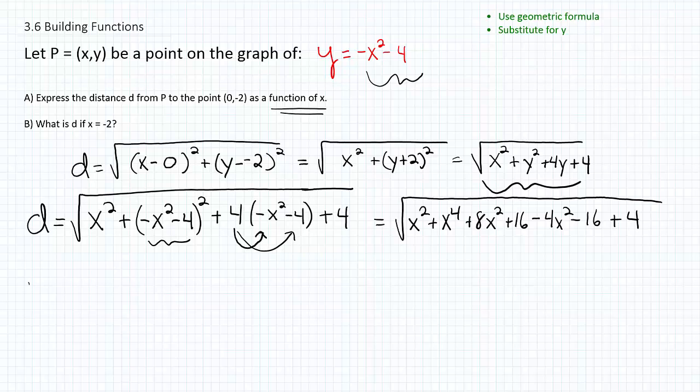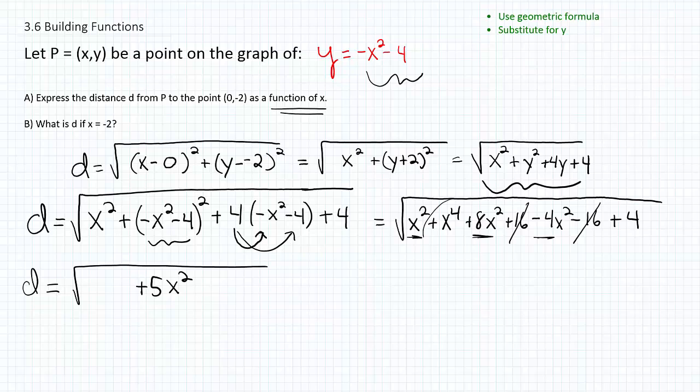Okay, continuing with the simplification, we're going to go ahead and combine like terms under that radical. So we can see that the 16 will cancel out with the negative 16, so that goes away. That's nice. And then we can see that we have a bunch of x squareds, right? We have 1x squared and 8x squared. That's 9x squared. Take away 4 of those x squareds, you end up with positive 5x squared. So we'll have a plus 5x squared under the radical.